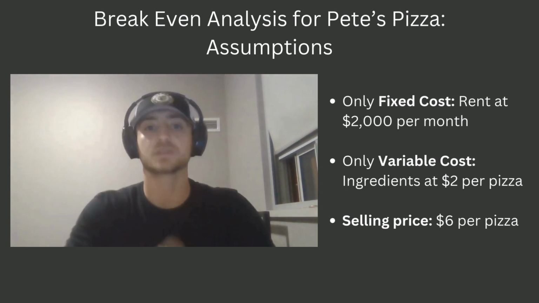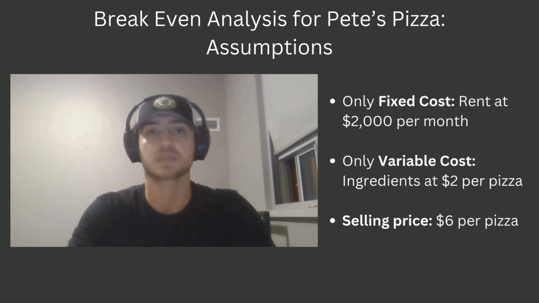We need to talk about some assumptions just for the basic explanation of the break-even model. So the fixed cost of rent is going to be $2,000 per month. The variable cost will be $2 per pizza, and the selling price will be $6.